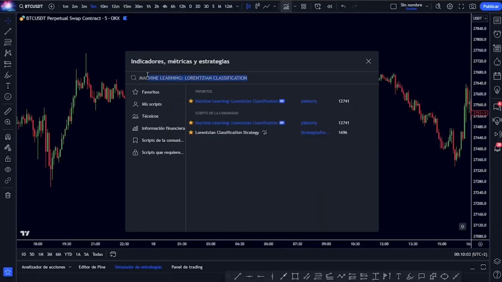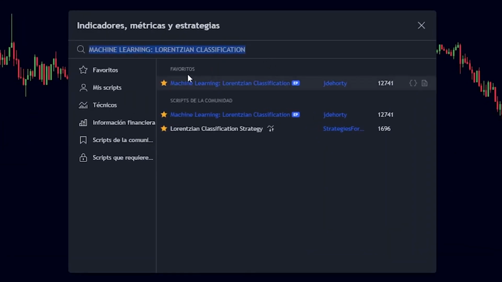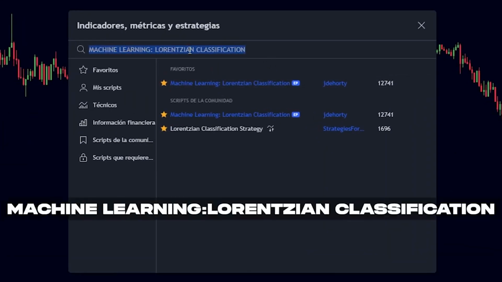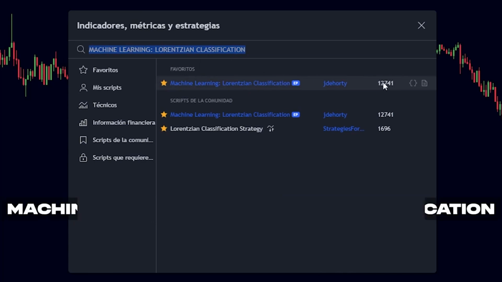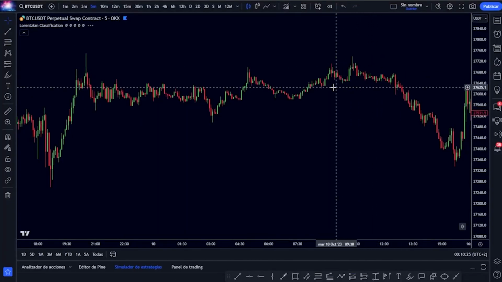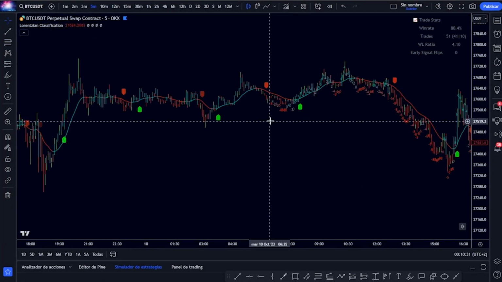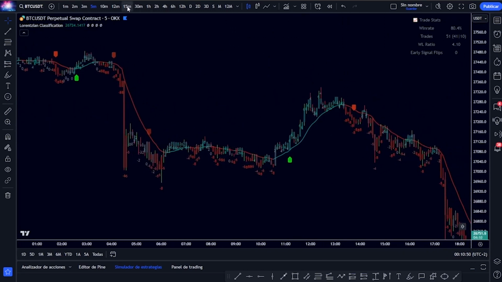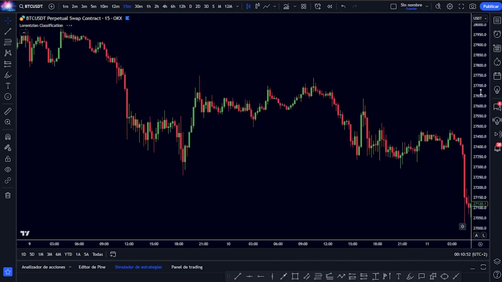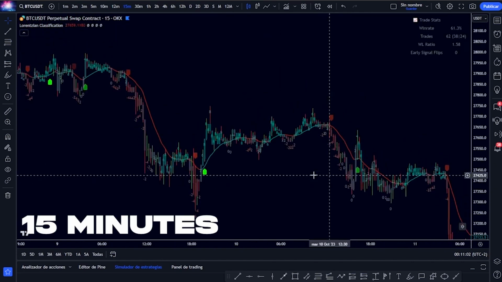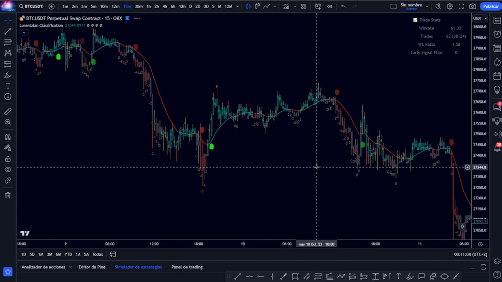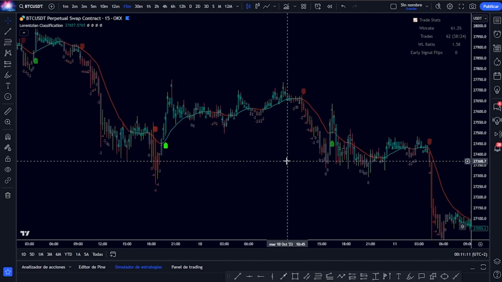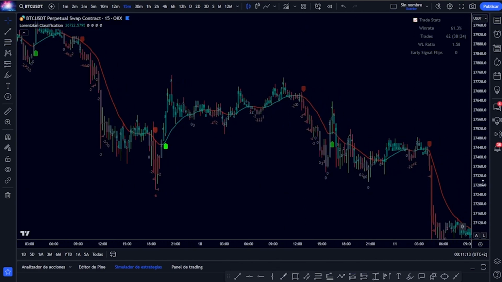The second indicator with artificial intelligence that has impacted me most in recent months is called Machine Learning Lorentzian Classification. As you can see, it is already used by more than 12,000 people, and is one of the community selections because it gives us a lot of data when operating. As you can see, it even takes a few seconds to load completely. Personally, I recommend it for timeframes leaning towards higher averages, at least 15 minutes, since for scalping we will do much better with, for example, the previous indicator, as I have shown you, or the third that I will show you later.